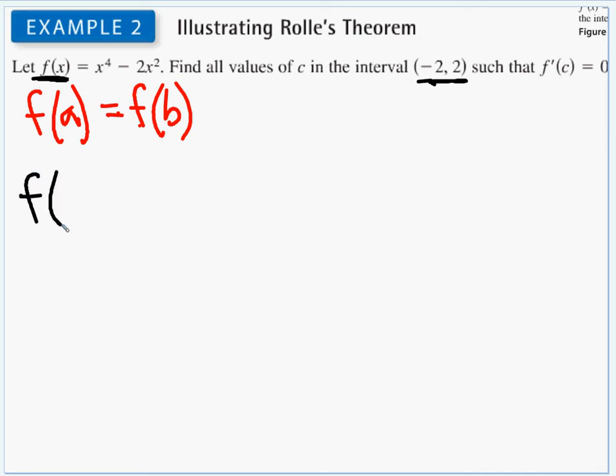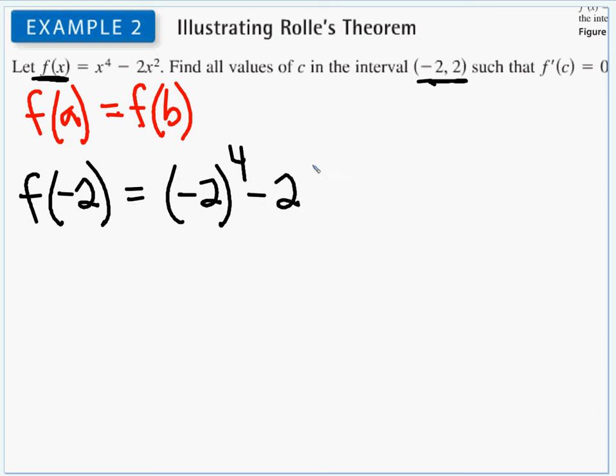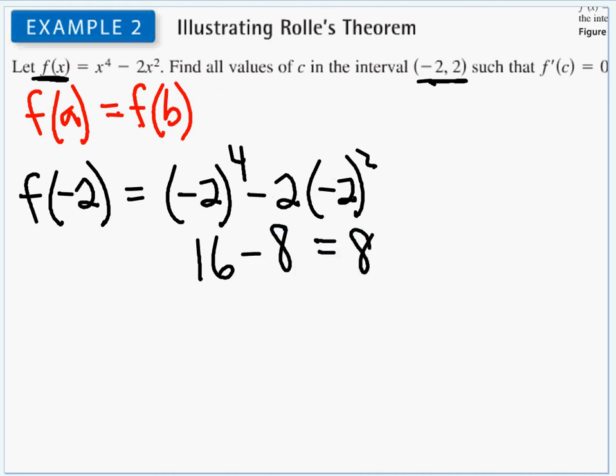F of negative 2 is going to be negative 2 to the fourth minus 2 times negative 2 squared. And what's that going to be? Negative 2 to the fourth, that is 16. And then here we'll square that to a 4. Minus 2 times 4, that's minus 8. So 16 minus 8 is 8. So f of negative 2 is positive 8.